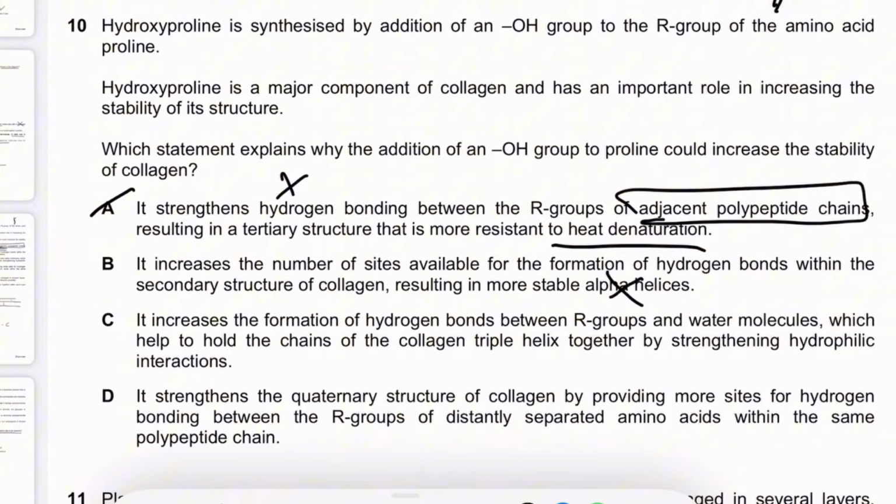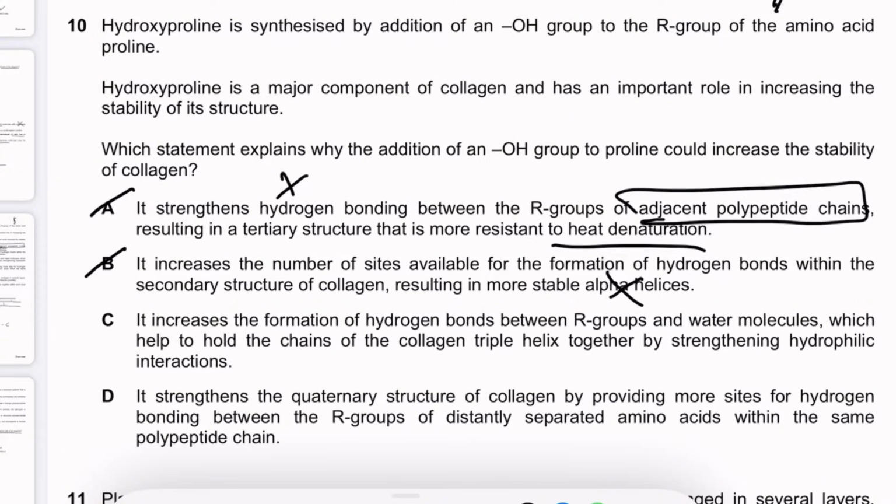Absolutely not. When you see alpha helix and collagen, you cross out the answer because collagen does not have alpha helices, it has triple helices. Triple helices means it has 3 polypeptide chains wrapped around each other in a helix. Okay, this is quaternary structure, not secondary structure, and collagen does not have an alpha helix secondary structure. So B is cancelled out.